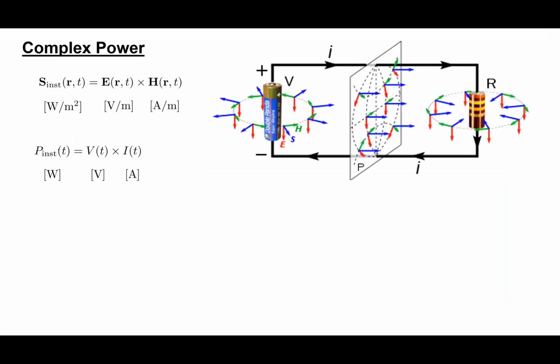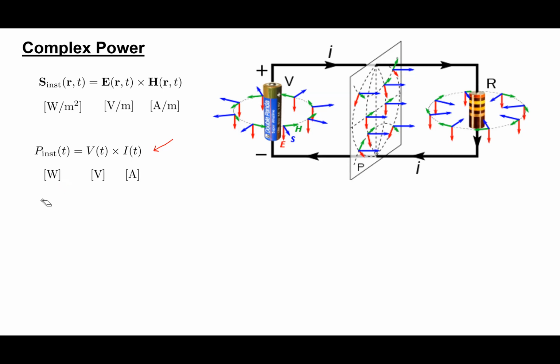And then let's move on to another topic, which is complex power. So what is power? Power is measured in watts. And in circuit theory, we know that power is defined by the voltage times the current. So it's kind of the ratio of the energy over time, the energy carried by electrons in the circuit.